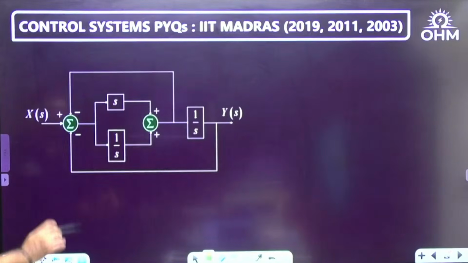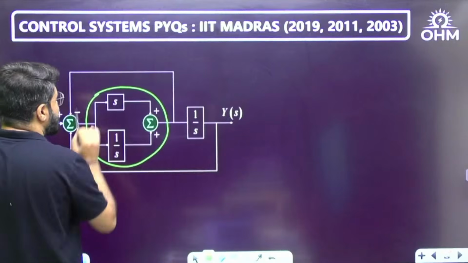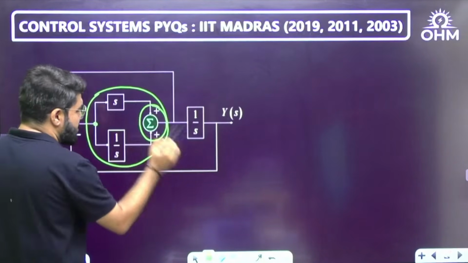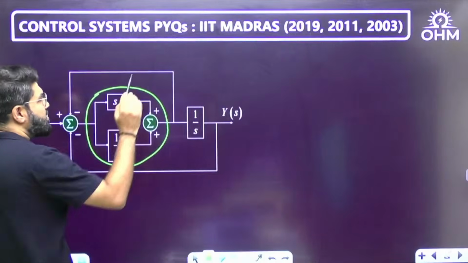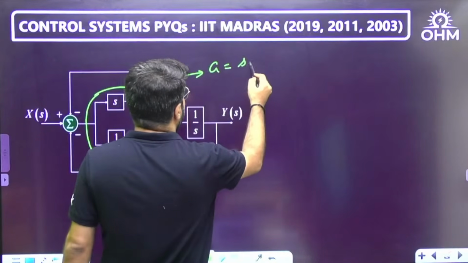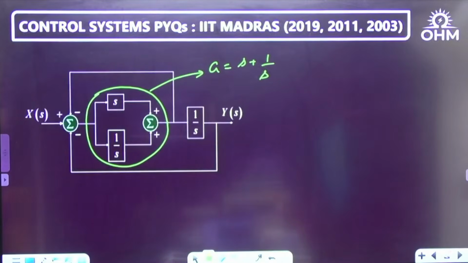See, the first thing you can identify here is that these two are clearly blocks in parallel, because they are fed with the same input and their outputs are added. Suppose I call this gain as G, and that will be s plus 1 by s, because when blocks are in parallel, the transfer functions are added. This is going to be s plus 1 by s.